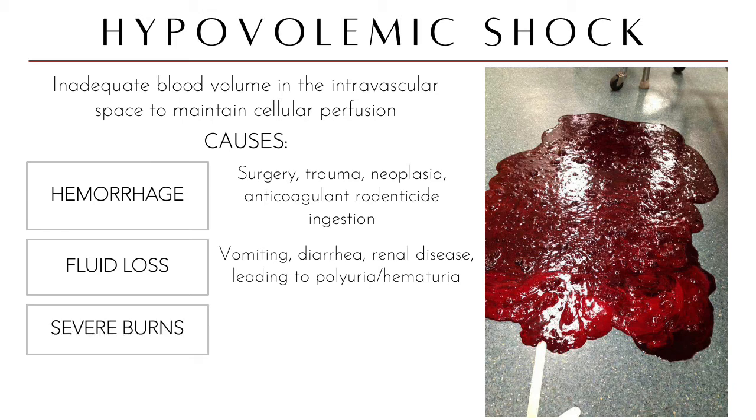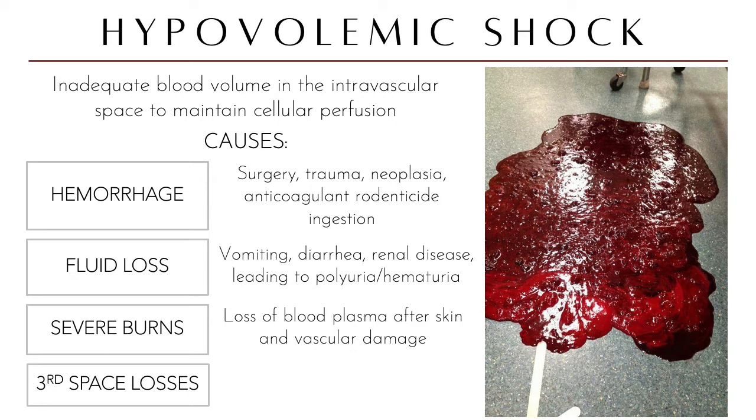Another would be severe burns, right? Loss of blood plasma after skin and vascular damage. Right? And third, space losses, whenever you're facing a pathology or a disease wherein fluids are stuck in the interstitial space. And that is seen clinically as edema or ascites. Ascites is when you have fluid in the abdominal cavity. Edema is when you have fluid in your subcutaneous space.